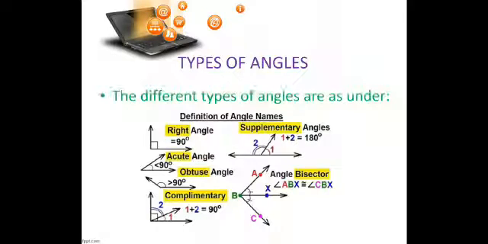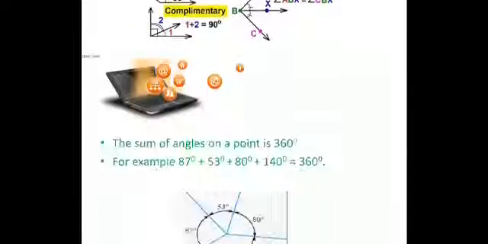Types of angles. The different types of angles are right angle, which is 90 degrees, acute angle less than 90 degrees, obtuse angle greater than 90 but less than 180. Complementary angles are two angles whose sum is 90 and supplementary angles are two angles whose sum is 180.